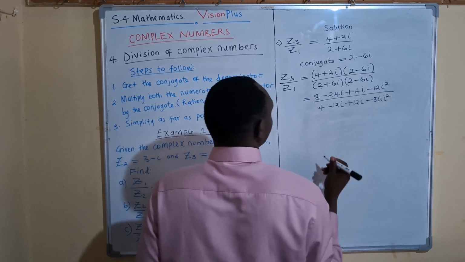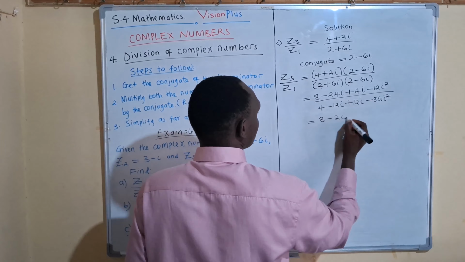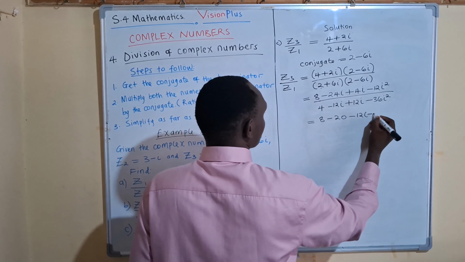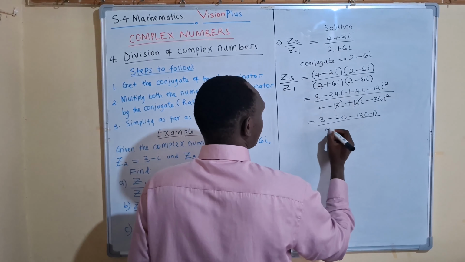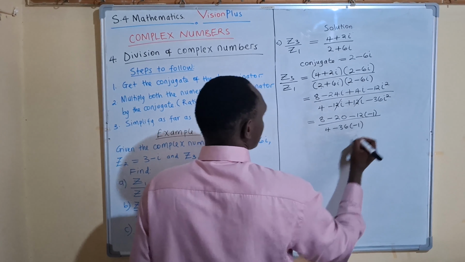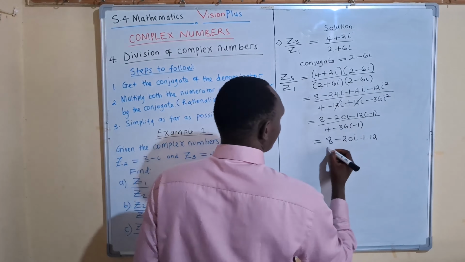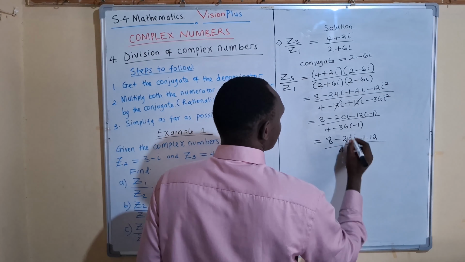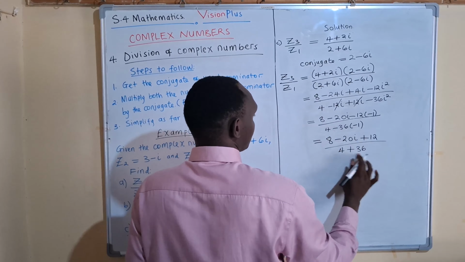Then we proceed. Negative 24i plus 4i is negative 20i. So here we shall have 8 minus 20i minus 12 times i squared, which is negative 1, out of negative 12i plus 12i is 0. So here we shall have 4 minus 36 i squared, which is negative 1. This gives us 8 minus 20i plus 12, because negative times negative is positive, over 4 plus 36. Negative 36 times negative 1 is positive 36.